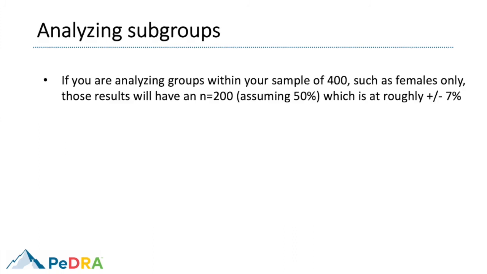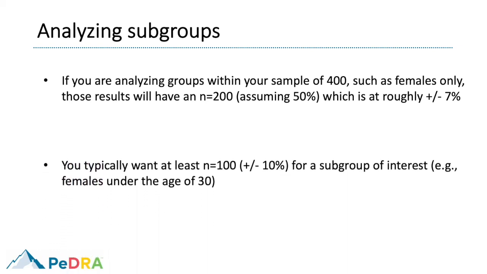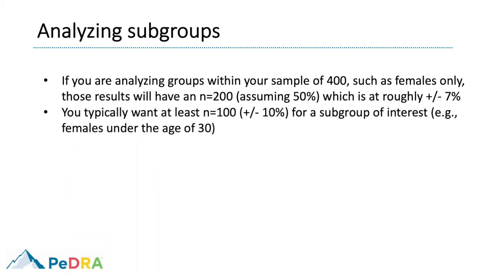Up to this point, we have been talking about your overall sample size. But when you get into analysis, you may be looking at subgroups within your sample. So if you want to analyze the female population, then that N of 200 will give you roughly plus or minus 7%. You really need about an N of 100 for any subgroup of interest, and that will give you plus or minus 10%.